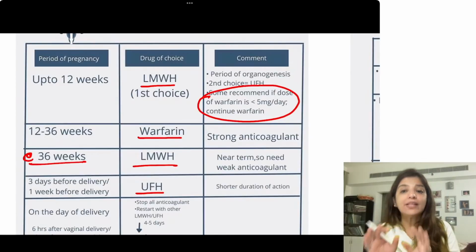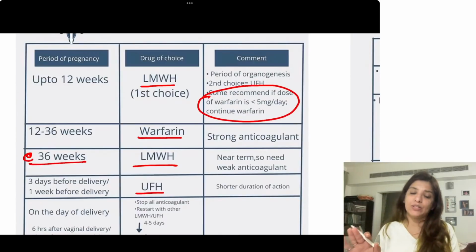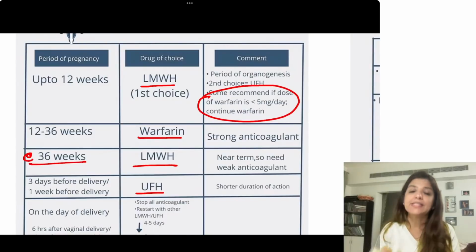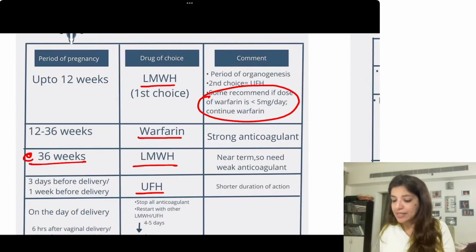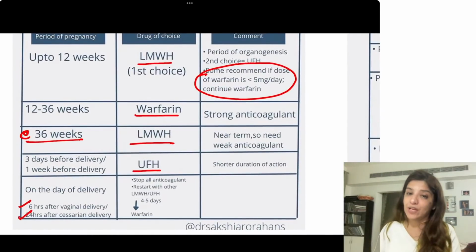So now on the day of delivery, you have to stop all anticoagulants. On her day of EDD, you are going to stop all anticoagulants and you are going to restart anticoagulants 6 hours after vaginal delivery or 24 hours after cesarean section.